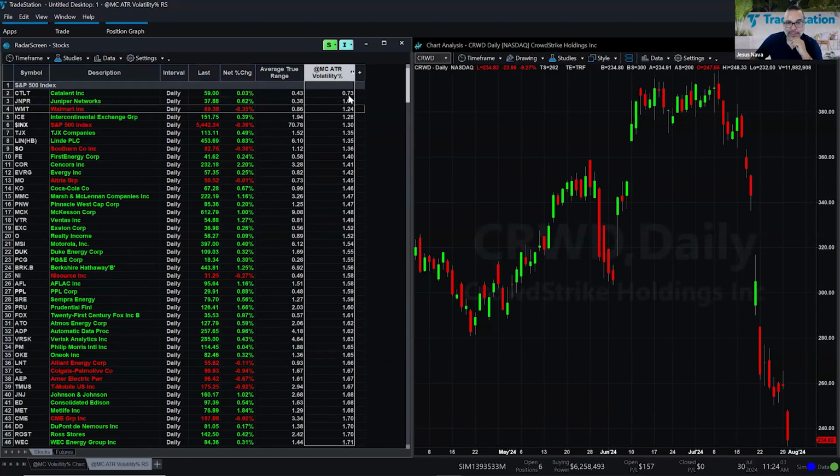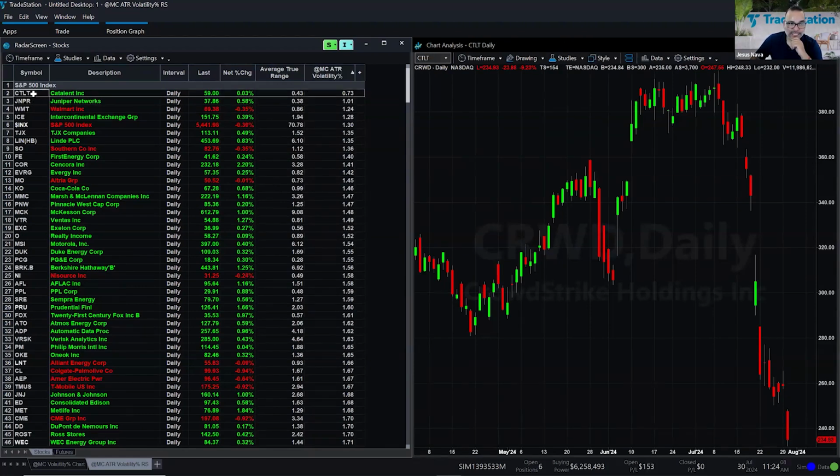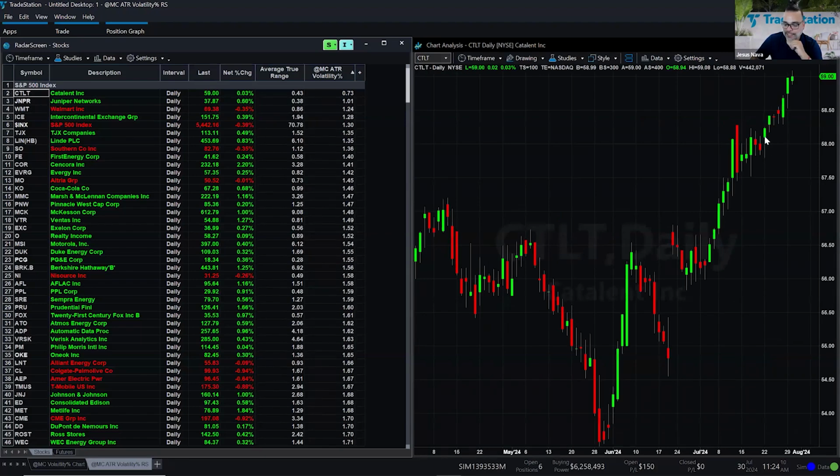If I double click here and look at the smallest one, we can see that the smallest one is Catalent, CTLT. If I click on it, it's just an indication that the bars have become very small. There's not a lot of movement. Although it's a security that is trading at $59, the range is pretty small. It moves about 43 cents on average per day. It hasn't had that behavior throughout history. You can see that certain periods of history do have bigger candles. This is just recently in the past 14 days.